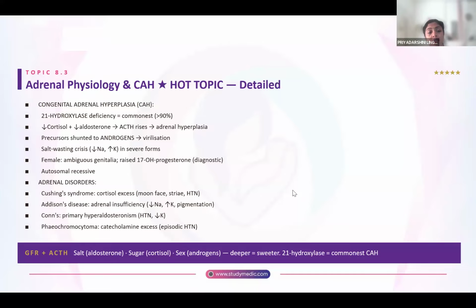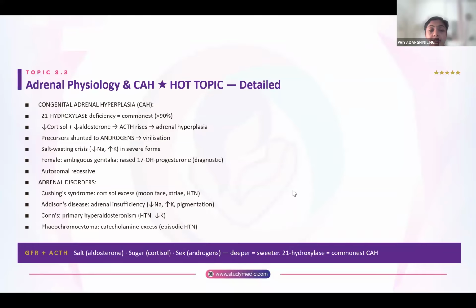Now, what is Conn's syndrome? Conn's syndrome is primary hyperaldosteronism, where you have excess amount of aldosterone, and hypertension is a classical feature of Conn's syndrome. Apart from this, one more disorder that you have to keep in mind is your pheochromocytoma. Now, what happens in pheochromocytoma? It is not your adrenal cortex, but your adrenal medulla. In the adrenal medulla, we have catecholamines, and when these catecholamines are in excess, then you think about pheochromocytoma. Hypertension is again a classical feature of pheochromocytoma.